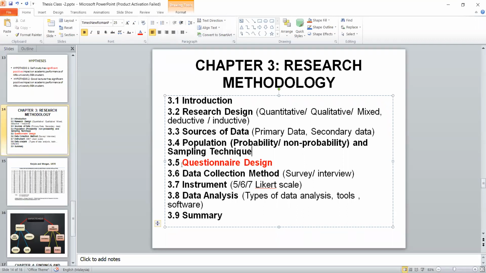Okay. Then number 5 is the questionnaire design. You have to collect the data from your employees. You need a questionnaire, that means your questions. So how does it look? I'm giving an example of how it looks.